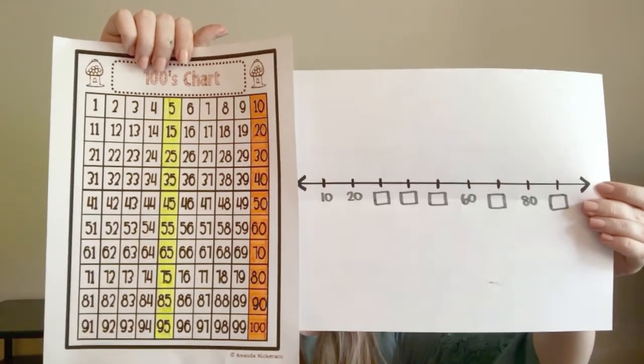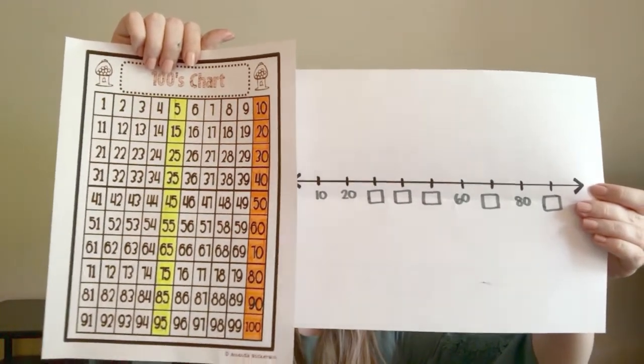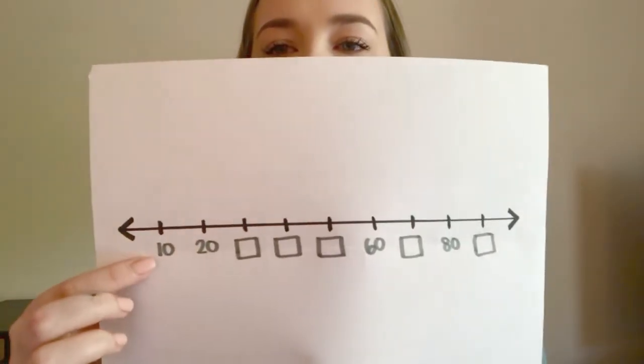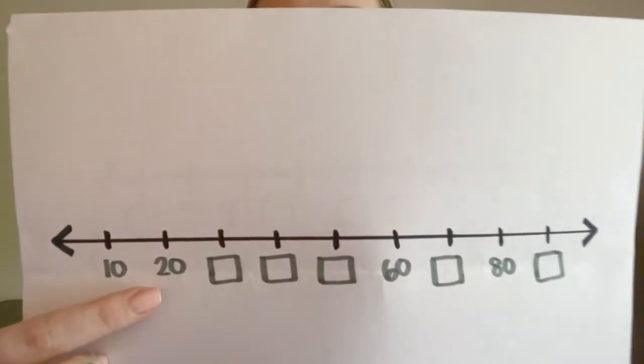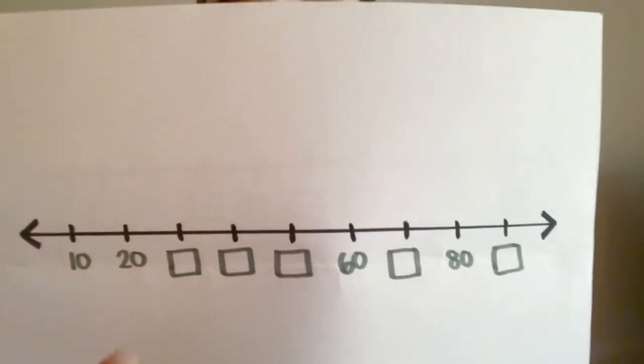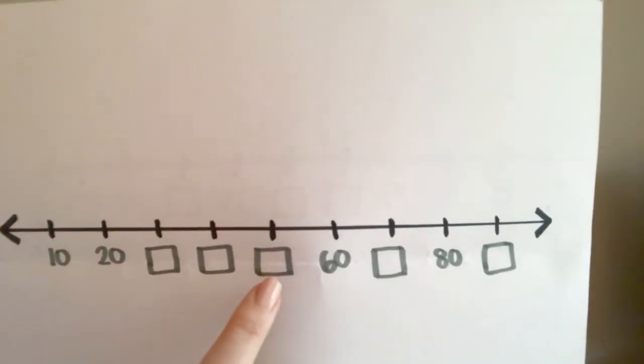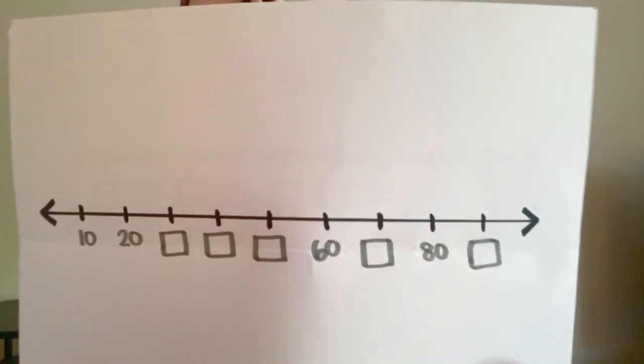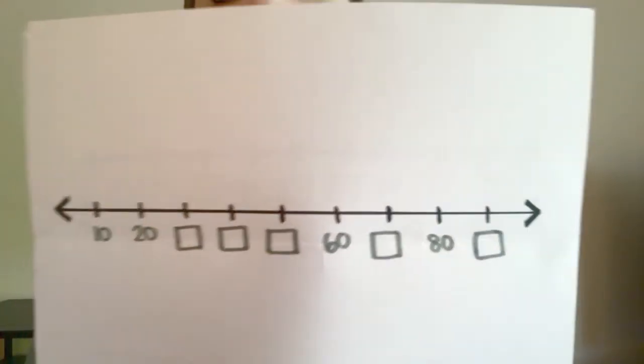Go ahead and pause the video so you can finish this number line on your own. All right, let's count together to finish this number line. 10, 20, 30, 40, 50, 60, 70, 80, 90.